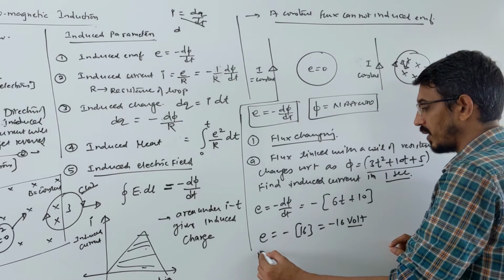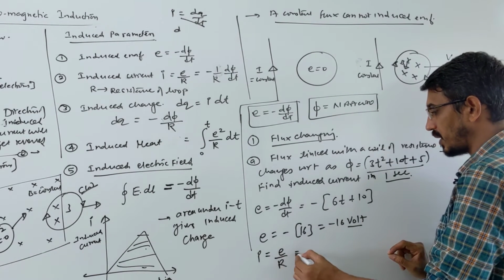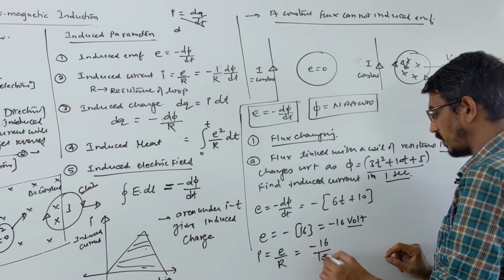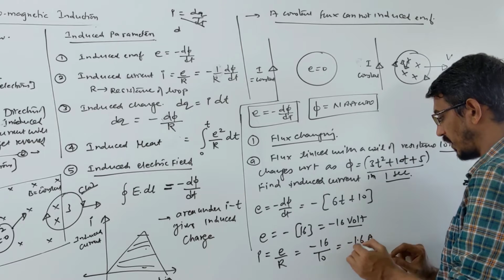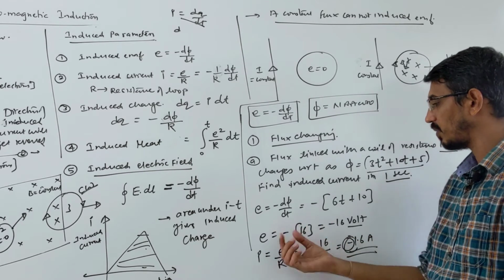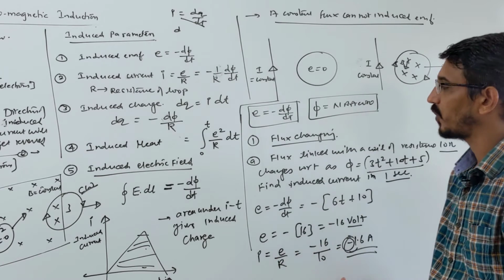Then they are asking for the induced current. Induced current is induced EMF divided by resistance. So minus 16 divided by 10 gives minus 1.6 ampere. For current it is not important to write plus or minus; for EMF they write the negative sign most of the time. Okay, you have to remember.